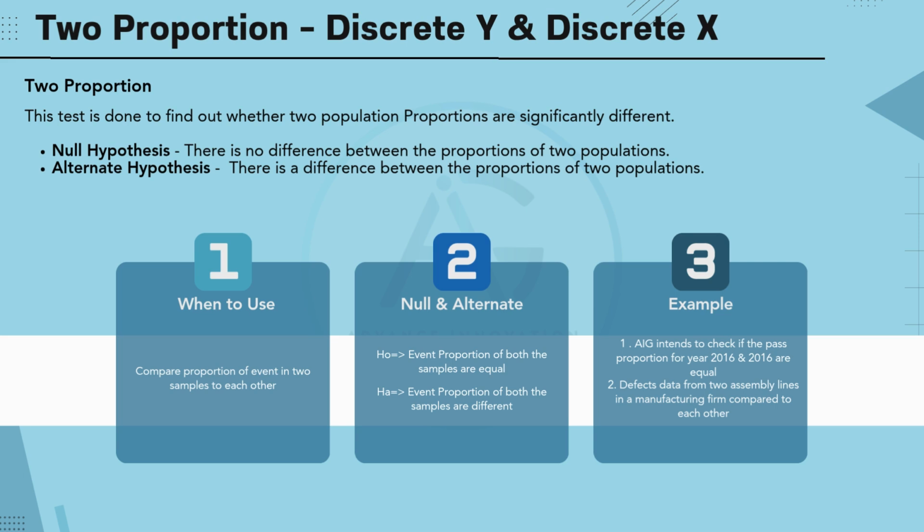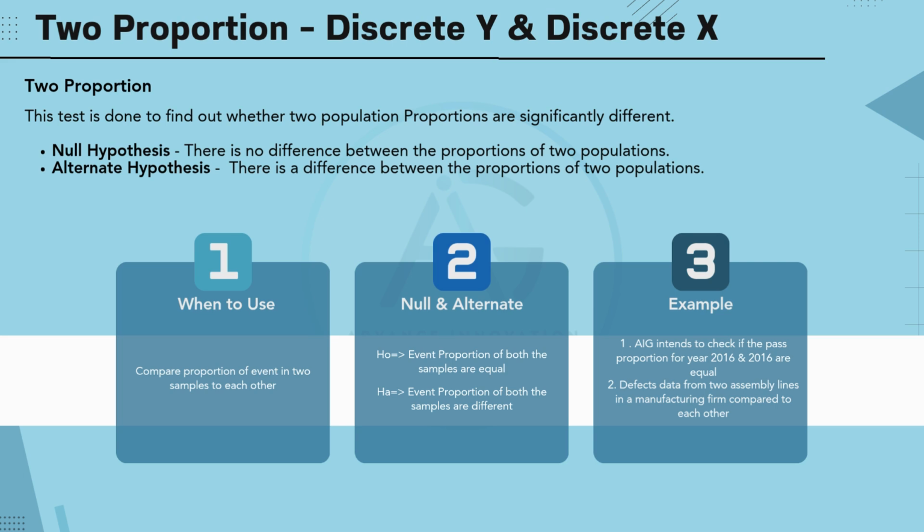When to use it: this test is applicable when you want to compare proportions across two independent samples, such as comparing pass rates, defect rates, or satisfaction rates between two groups. Let's look at a few examples. 1. AIG wants to test whether the pass rates of students in 2016 and 2018 are significantly different. Second, you may want to compare the defect rates between two separate assembly lines in a manufacturing process.